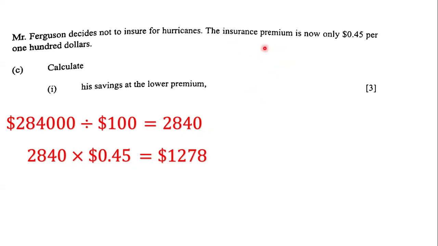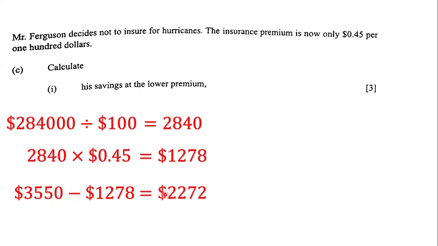But that is different from the first one that we calculated in part A. And they want us to determine his savings at the lower premium, because the first one that we determined in part A was higher, but this one is lower. And so in order for us to determine his savings at this lower premium, we subtract. We take our answer from part A, which is 3,550, and we subtract 1,278. And when we subtract it, we get 2,272.